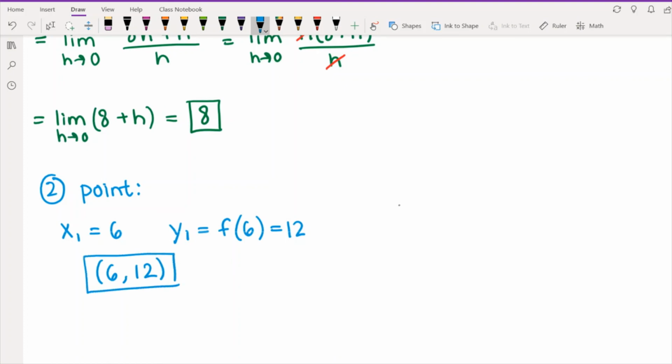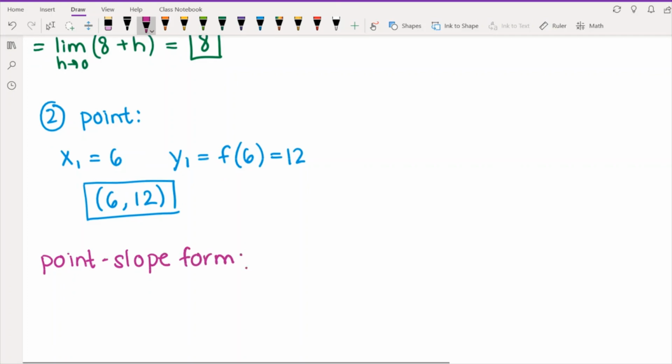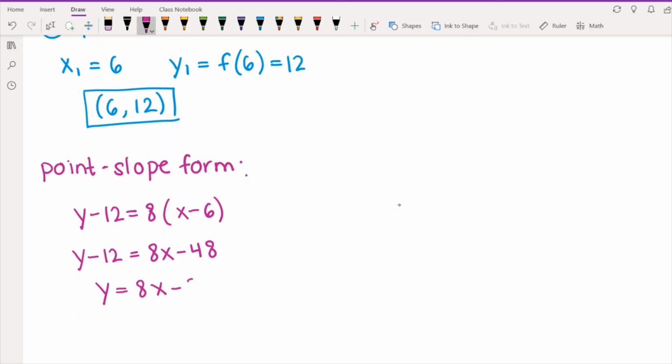And so then the last step is just to put this all into point-slope form. So we would get y minus 12 is equal to 8 times (x minus 6). And so that's y minus 12 is equal to 8x minus 48. And if we add 12 to both sides, we get y is equal to 8x minus 36. And that's our equation. I'll just leave it written as y is equal to 8x minus 36.